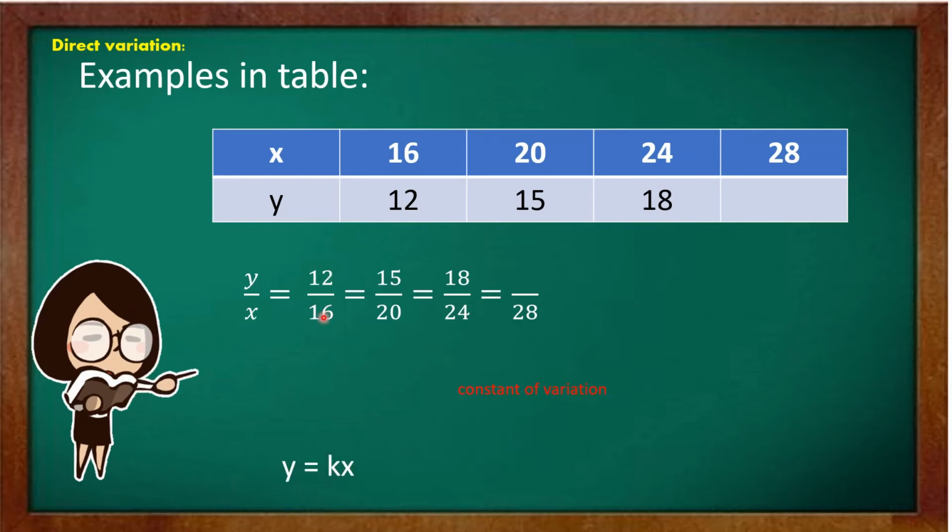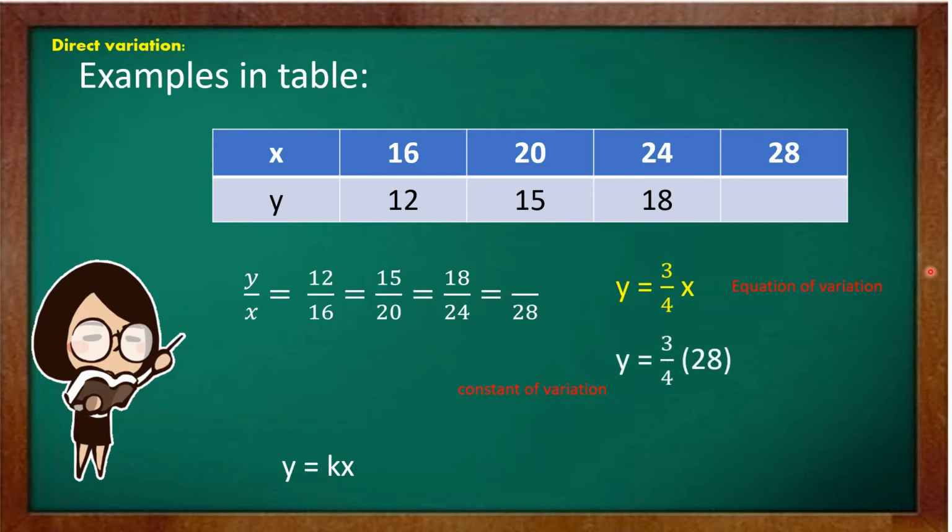So when we get the lowest term of this, all of these have 3/4, 3/4, 3/4. Our constant of variation is 3/4. How do we get the last term? So y is equal to kx, or y varies directly as x.